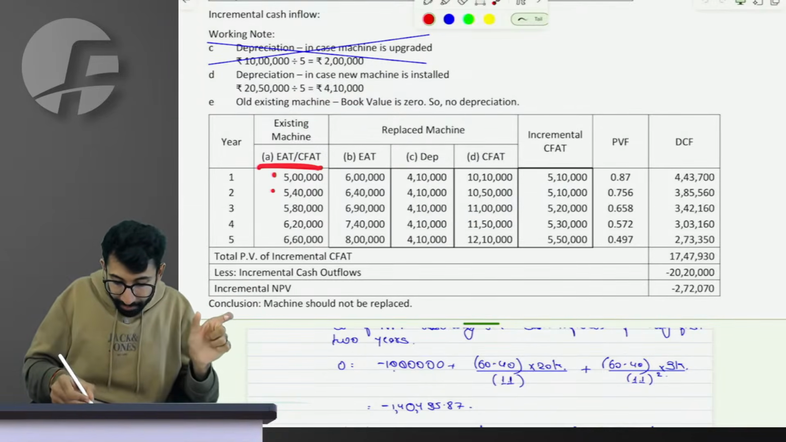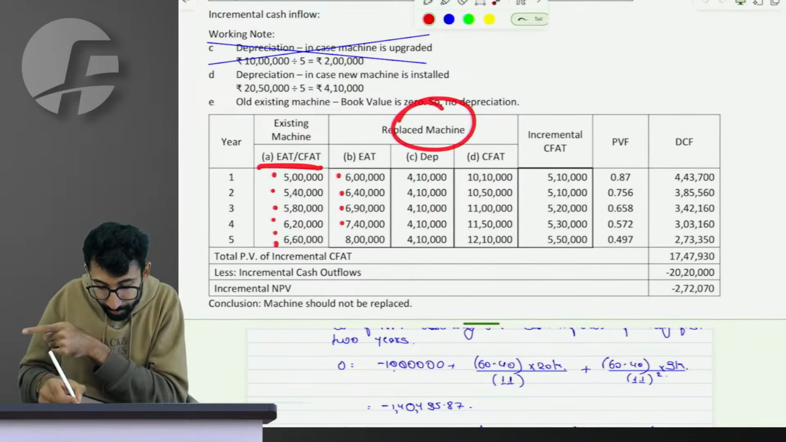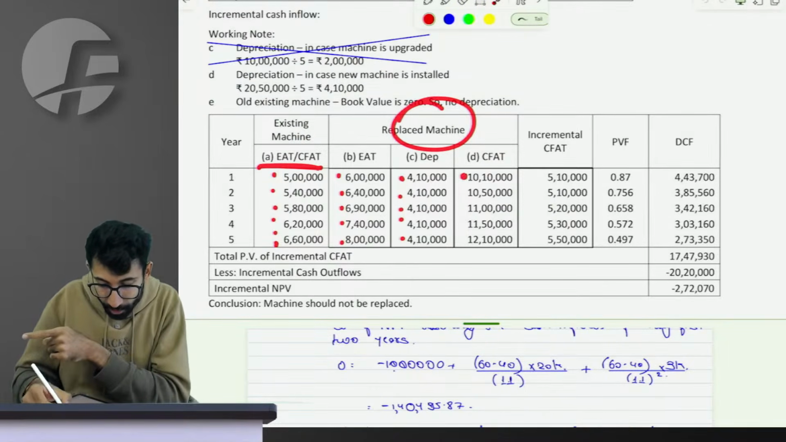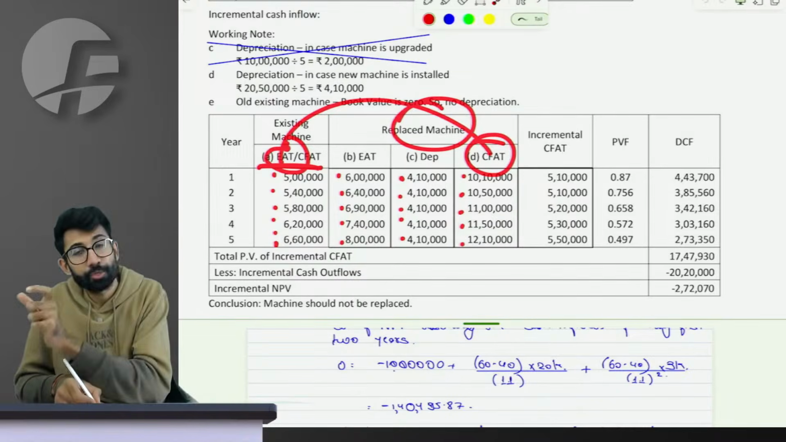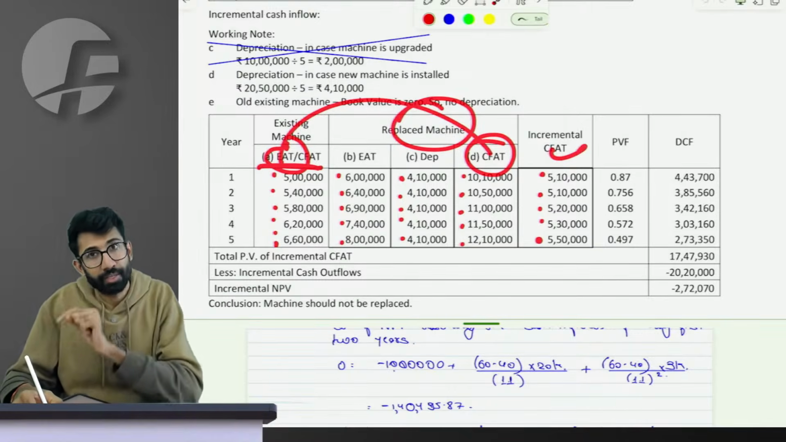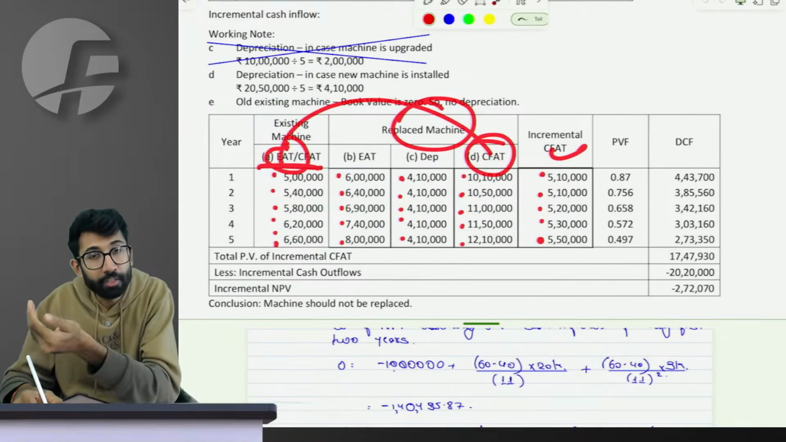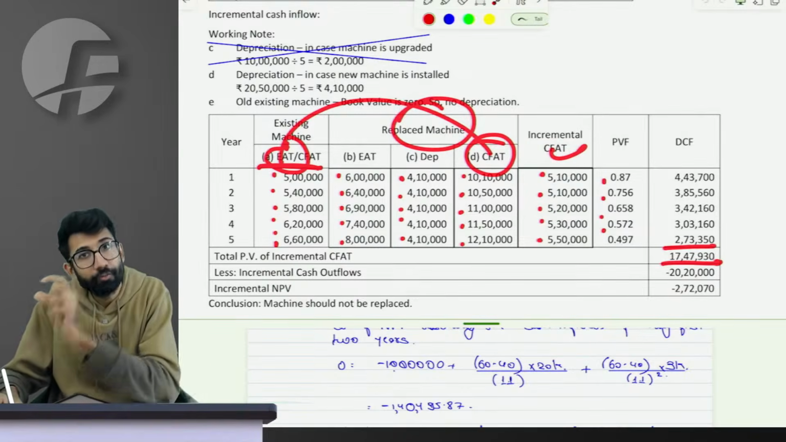Existing machine PAT and CFAT are the same, but for the new machine PAT are this. With the effect of depreciation, CFAT becomes this. So how much is incremental CFAT of option 2 as compared to option 1? The incremental CFAT of every year are this. So extra you will have this inflow, right? The present value of which is 1747.